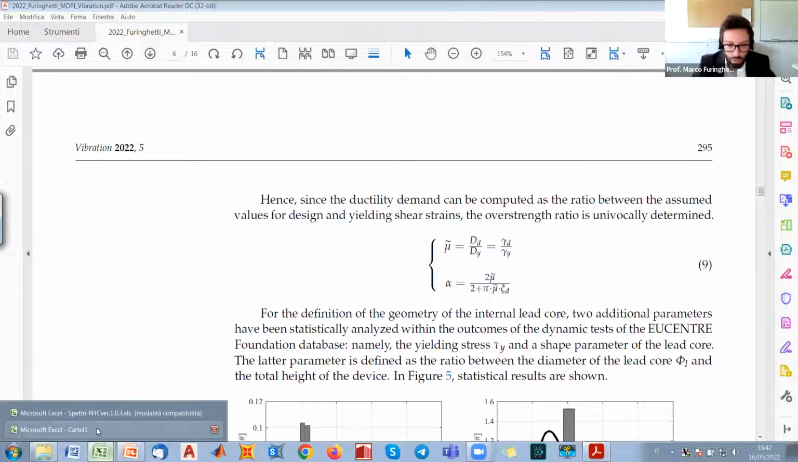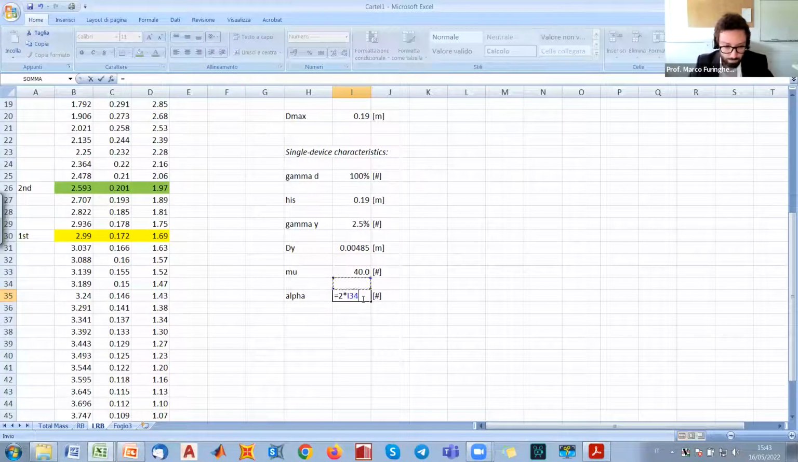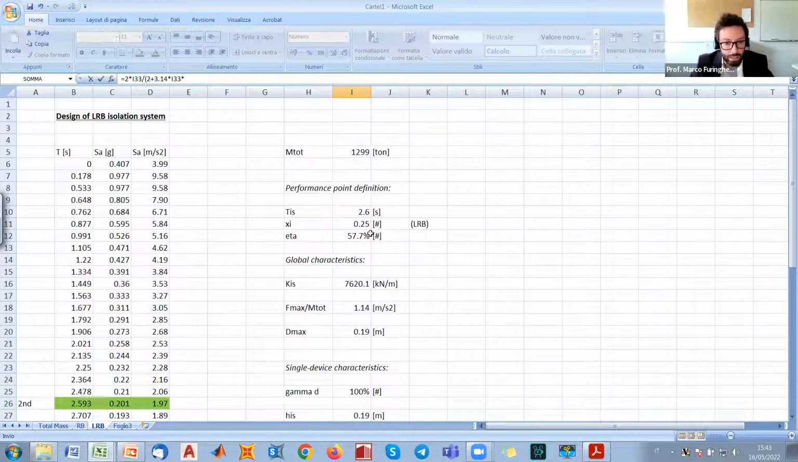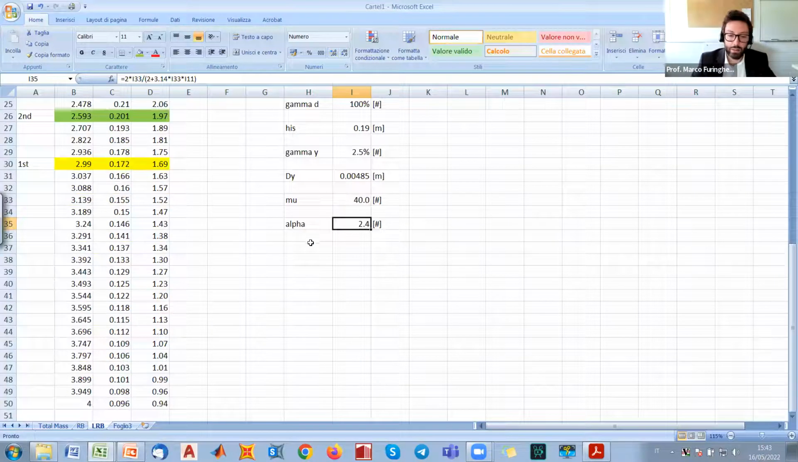So this is alpha, which is just a pure number. This is twice the ductility divided by 2 plus pi, 3.14, times ductility times damping as a number. Okay, you see 2.4. Generally it is bounded between 1.4 and 1.5 and 3.